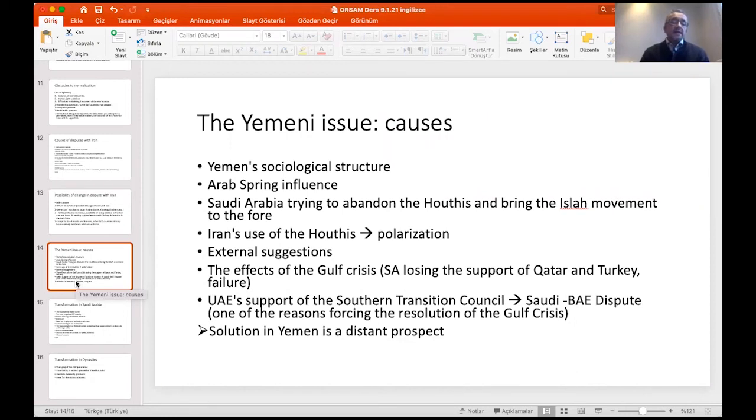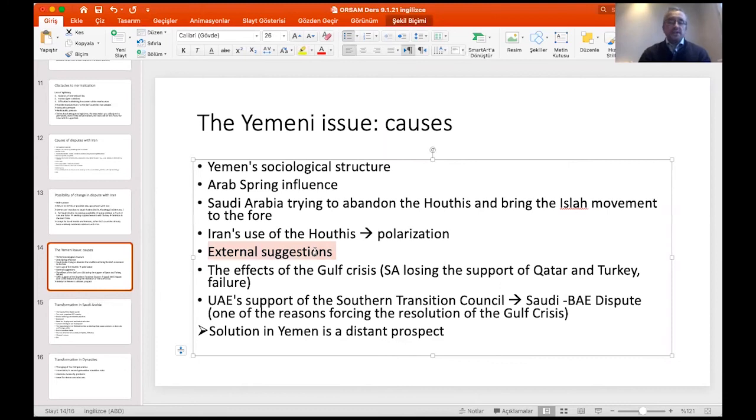Then Iran's use of the Houthis created polarization, and that's why we have the Yemeni crisis. Then external implications are very important. And the effects of the Gulf crisis also affected the Yemeni crisis. The reverse is also true.